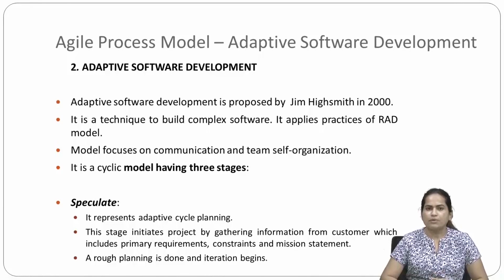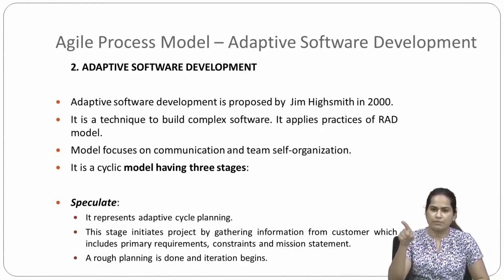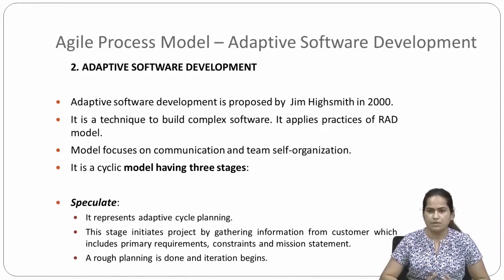The model focuses on communication and team self-organization. It is a cyclic model which has 3 stages. Cyclic model means one type of cycle which includes 3 different stages. The first stage is speculate. It represents adaptive cycle planning. This stage initiates the project by gathering information from customers, which includes primary requirements, constraints and mission statement. A rough planning is done and iteration begins.